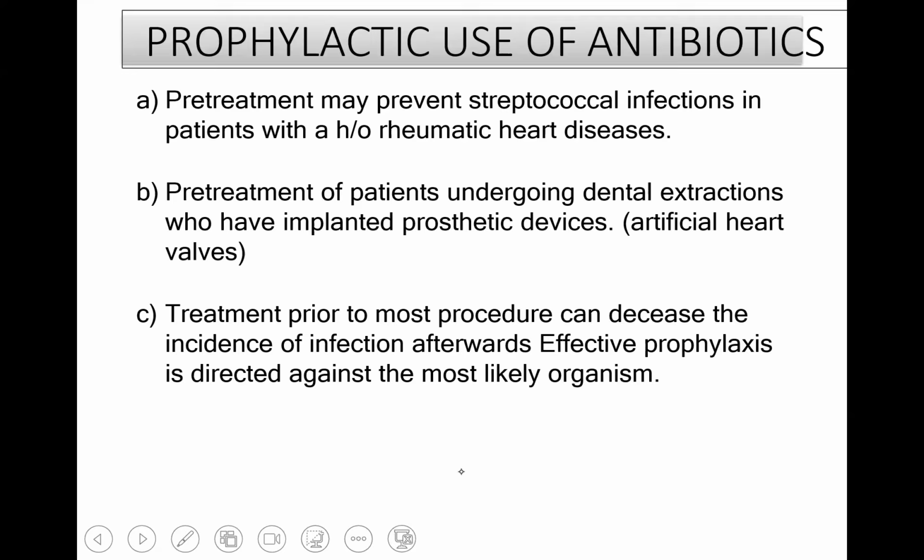For example, patients who are admitted in the hospital, to prevent nosocomial infections, like infections that can spread in the hospital, hospital-acquired pneumonia. In those cases, we can give prophylactic antibiotics in patients who are undergoing surgery or who are in the ICU in the hospital for a long period of time. So, in these patients, we can initiate antibiotics to prevent the incidence of an infection.